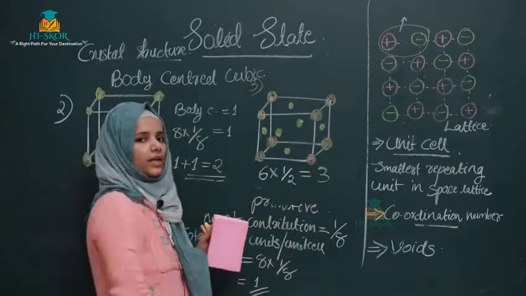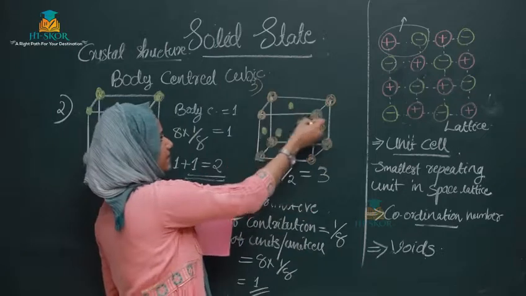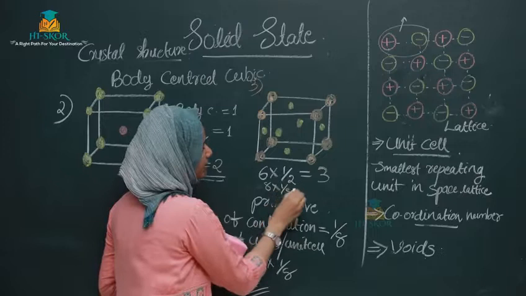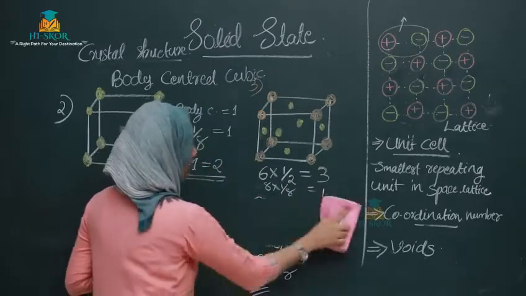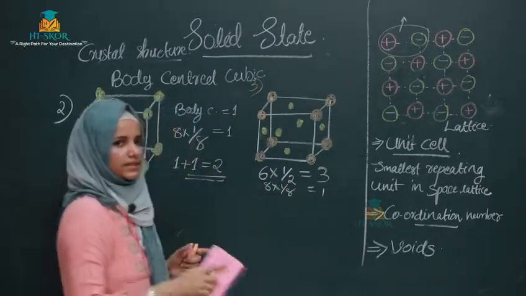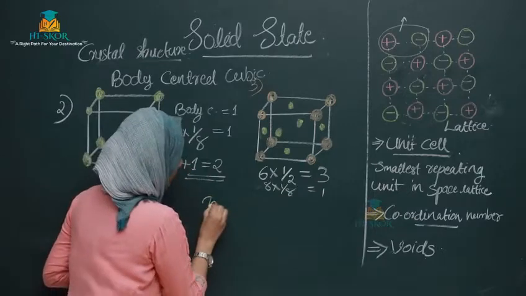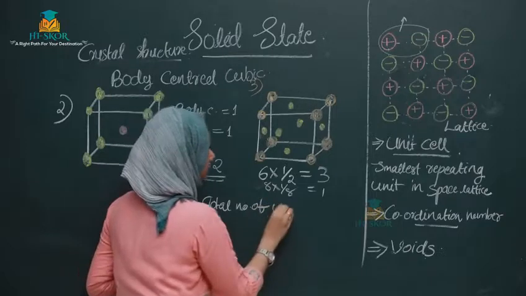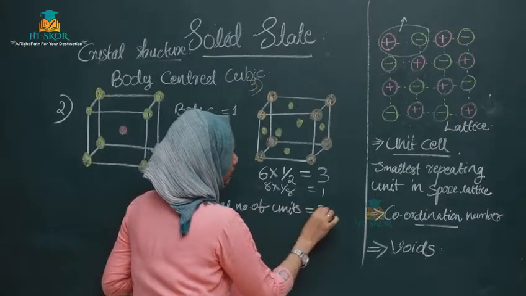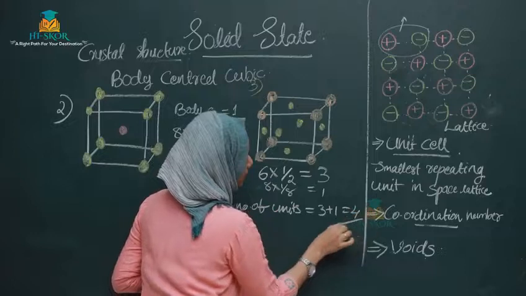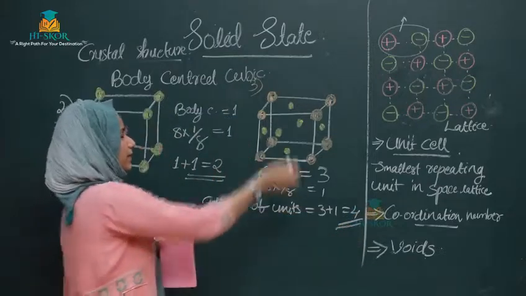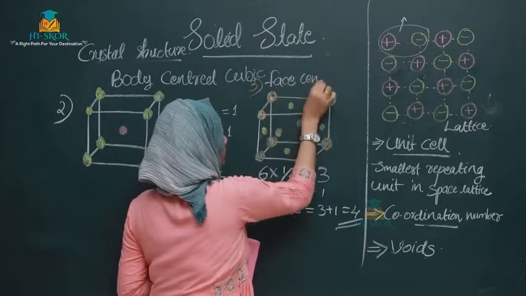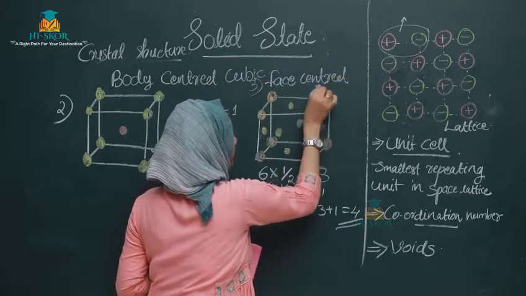And in addition to that, particles are present at the corners also. That we already discussed, that is 8 into 1 by 8 is equal to 1. So what about the total number of particles per unit cell? Here the total number of particles per unit cell is equal to 3 plus 1, that is equal to 4. So how will you name this? Face centered cubic.